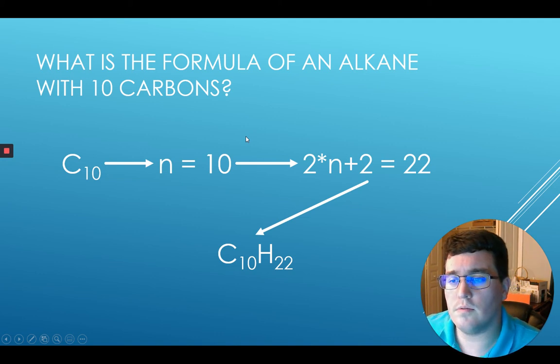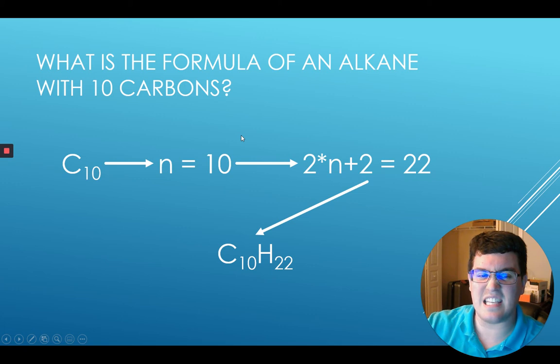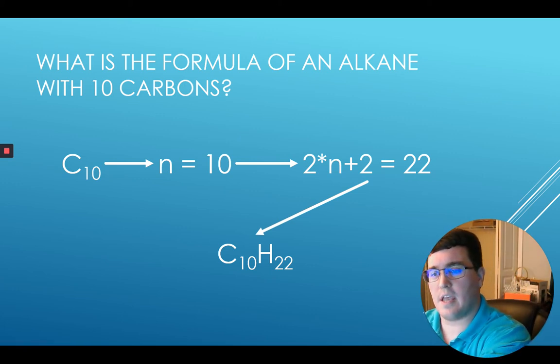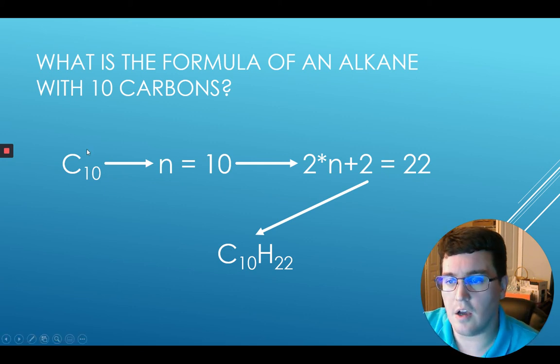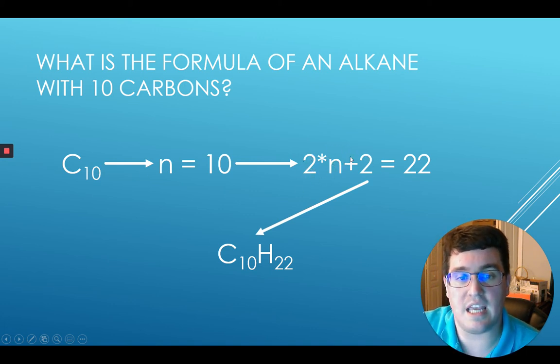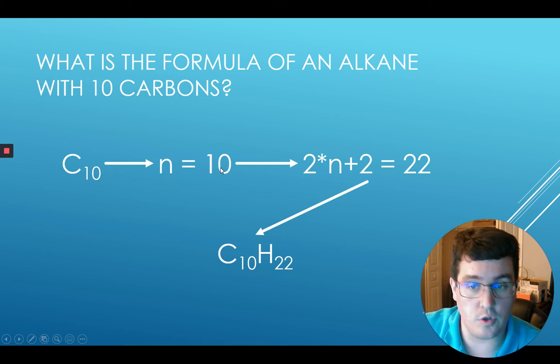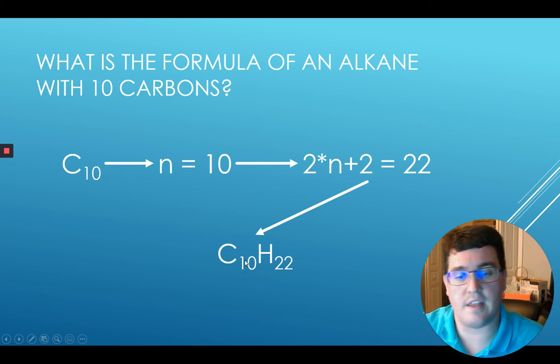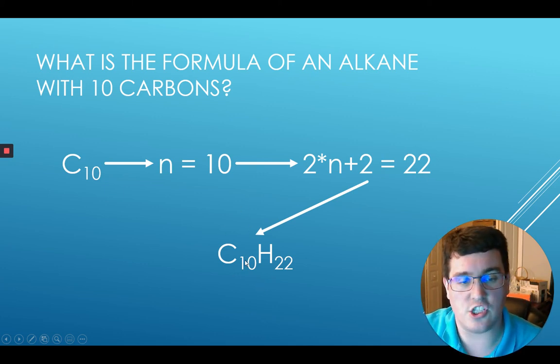So, how do you get the formula of an alkane that has 10 carbons? And this is the steps that you would go through. So, for example, we have C10. Okay, that's 10 carbons, which means that N equals 10. So, for the number of hydrogens, you would take 2 times N plus 2, or 2 times 10 plus 2 is 22. So that would be the number of hydrogens you have, and so the formula there would be C10H22.